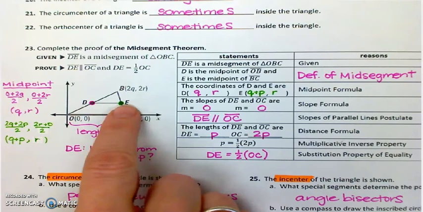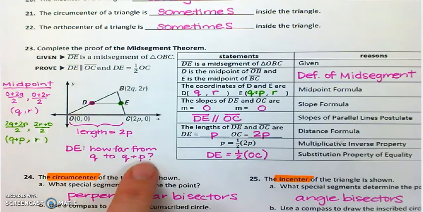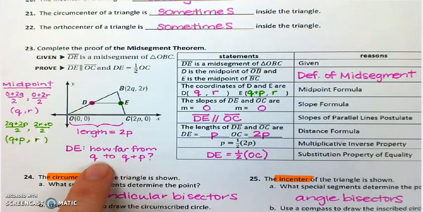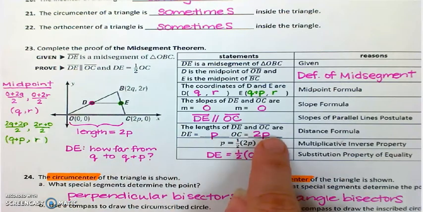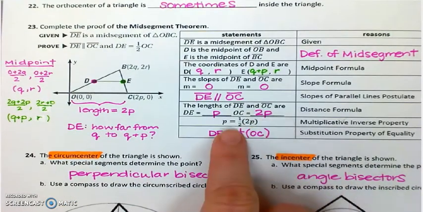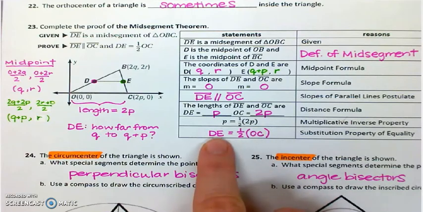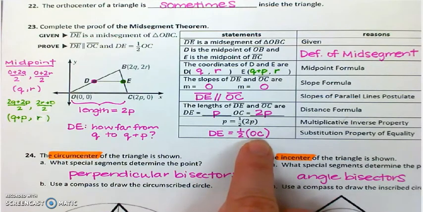This one was a little tougher. We had to figure out how far that was, and I figured that it must be 1p long. So 1p versus 2p means that we've got side DE being half of side OC's length.